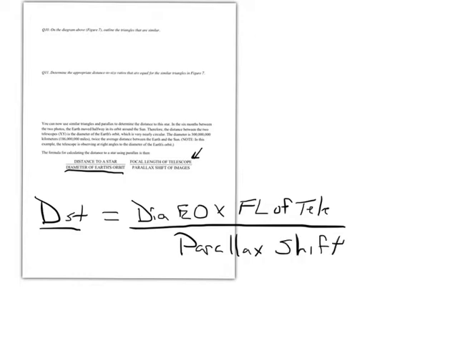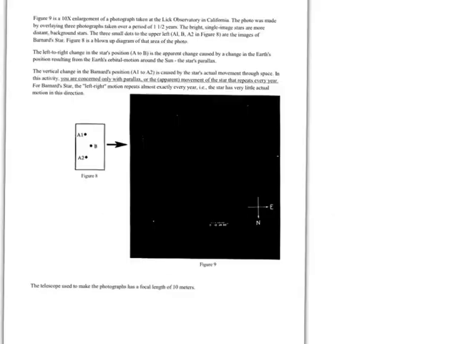So this is going to be our equation. We're going to take this number, the diameter of the Earth's orbit, multiply it by the focal length of the telescope, and divide it by the parallax shift. And in the following figure, I'll show you exactly how to calculate these.